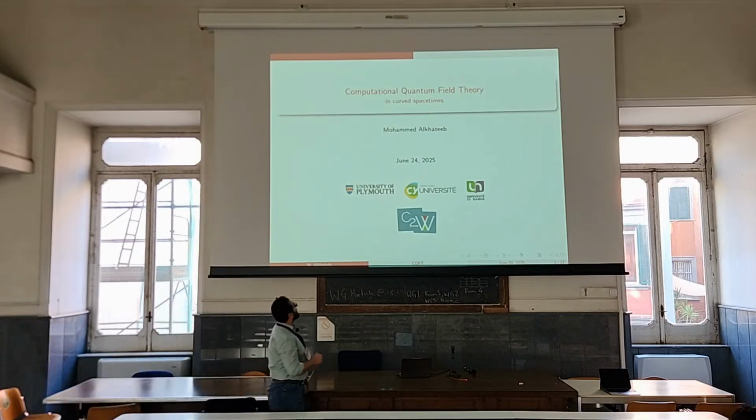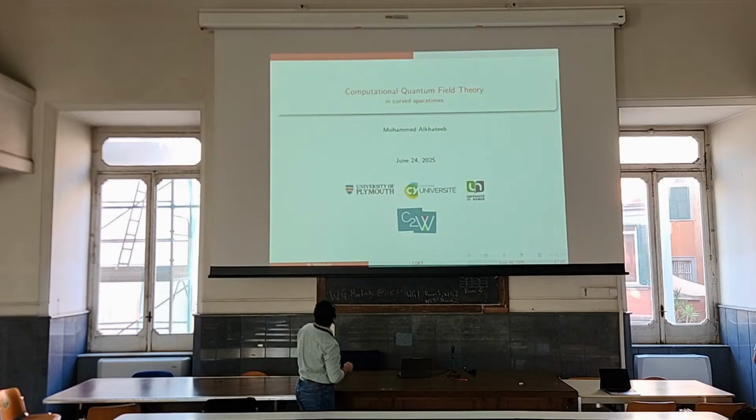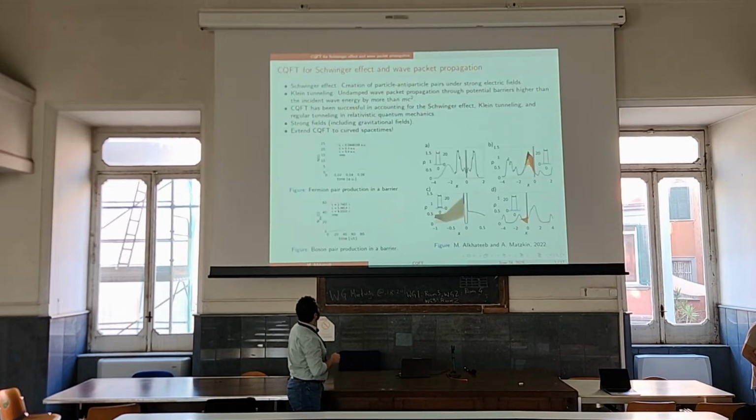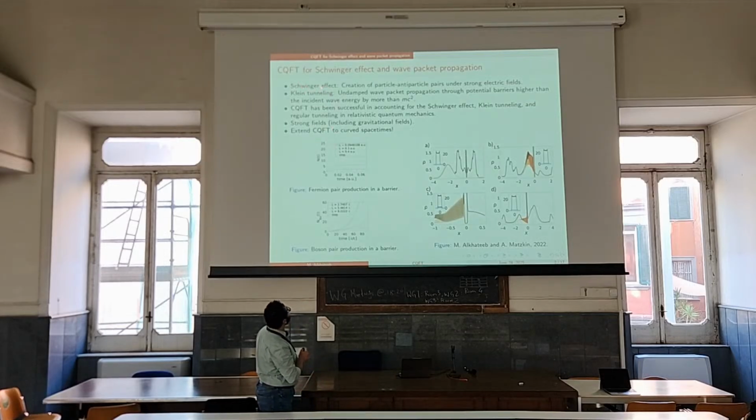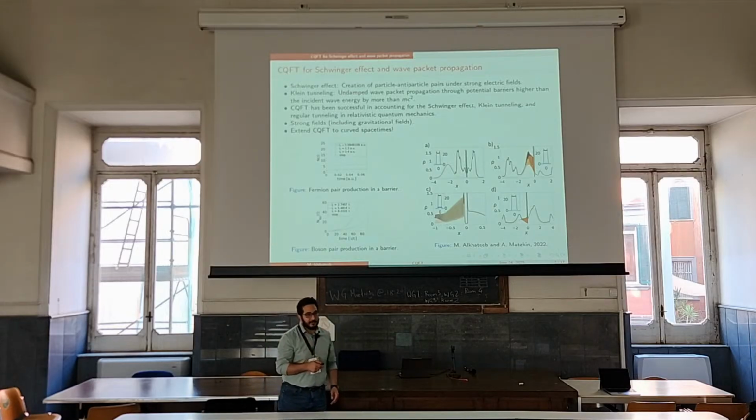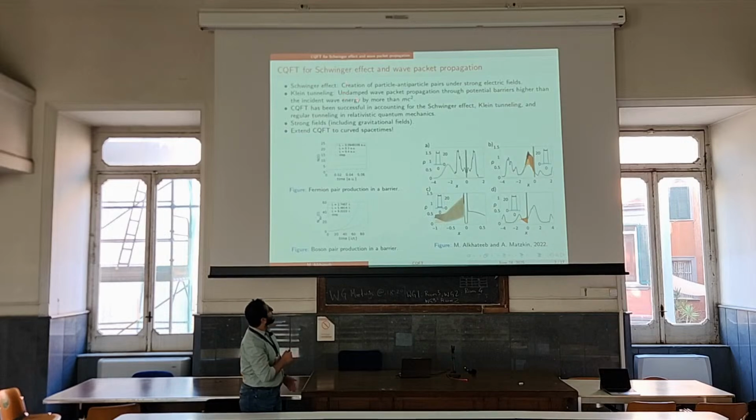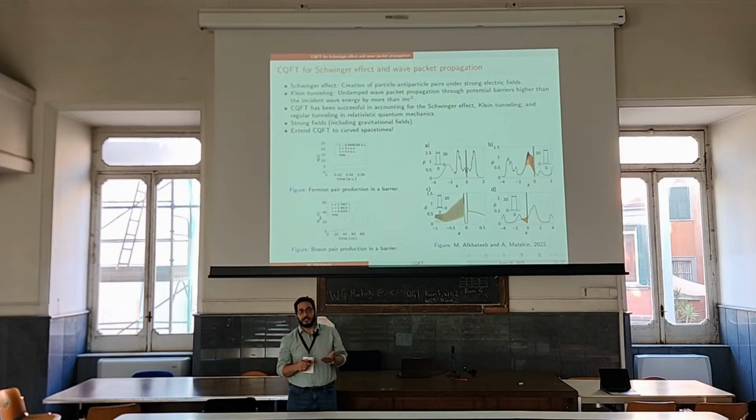So I will be talking about the extension of the computational quantum field approach to curved spacetimes. Indeed, when particle number is not conserved, we need a quantum field approach, for example in studying the Schwinger effect, which is the creation of pairs of particles and antiparticles when exciting the vacuum by strong electric fields, and also in Klein tunneling, which is the undamped wave packet propagation through potential barriers whose energy is higher than the energy of the incident wave by more than mc squared.